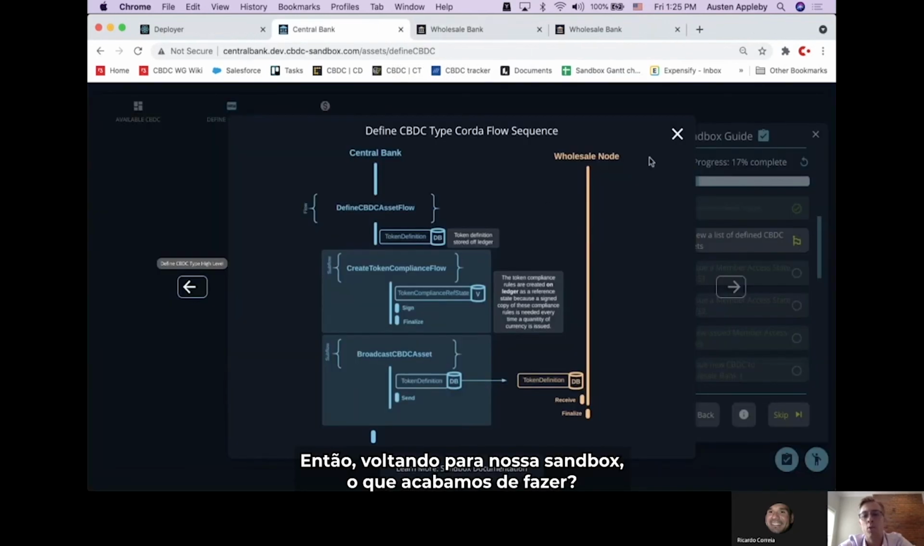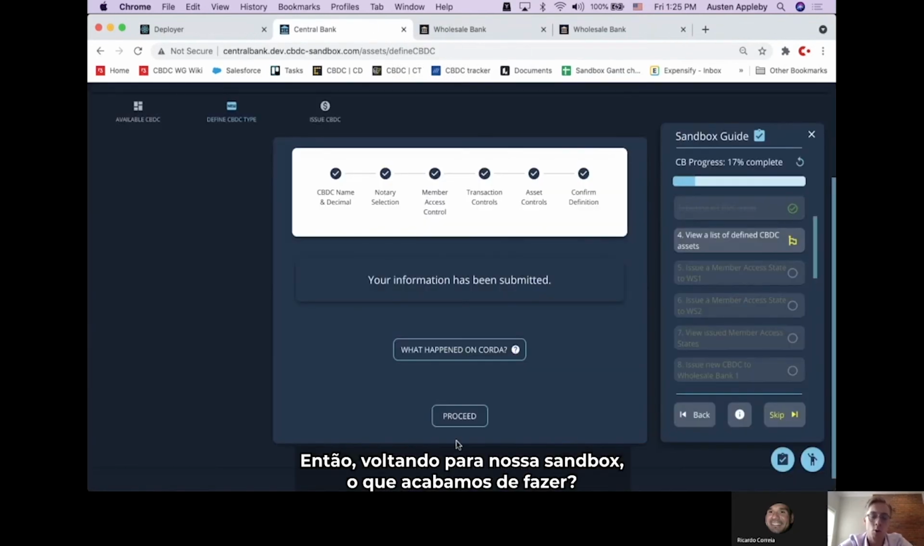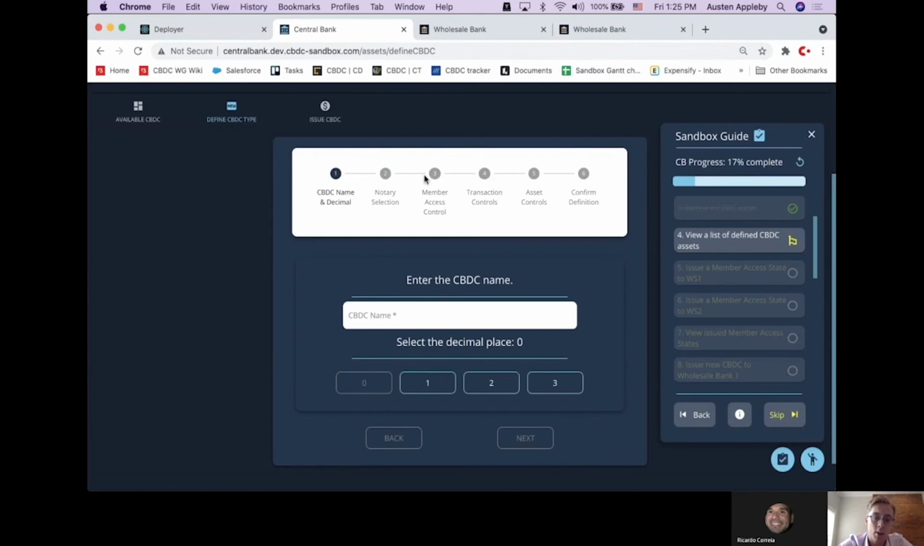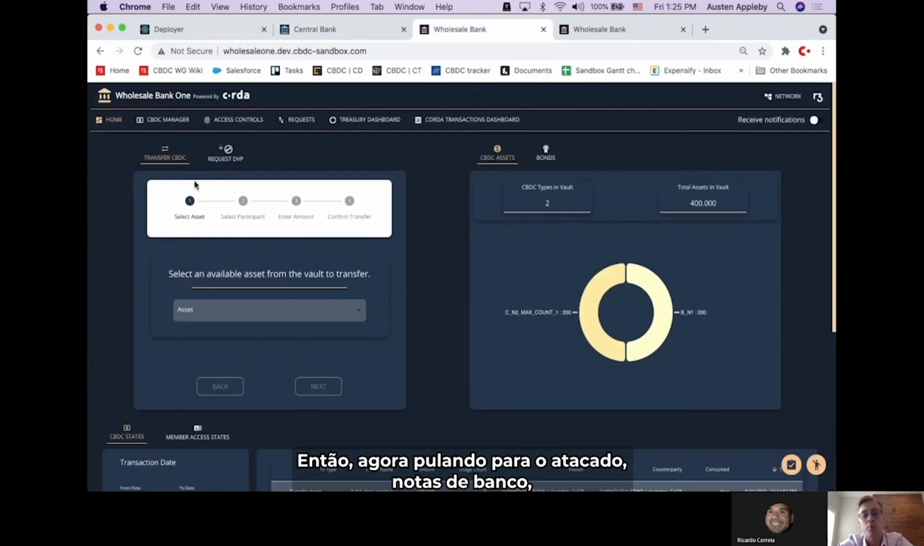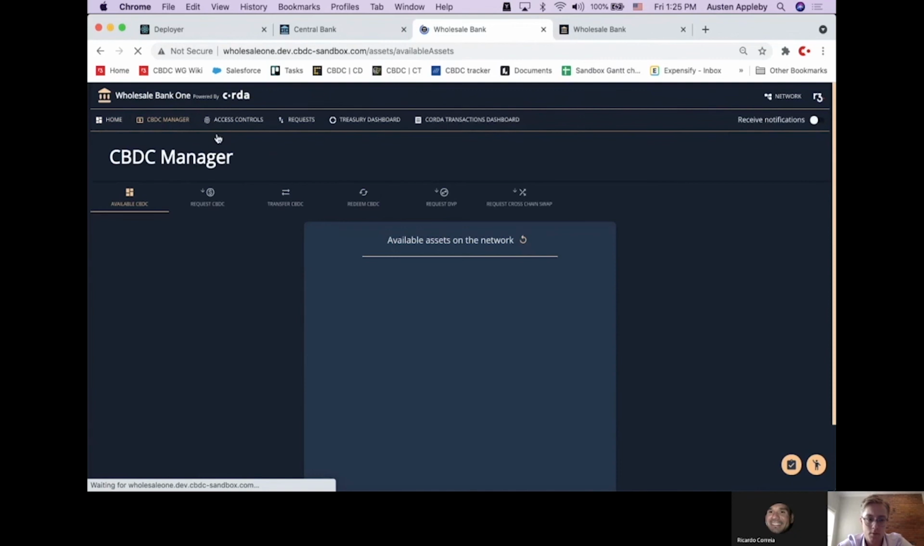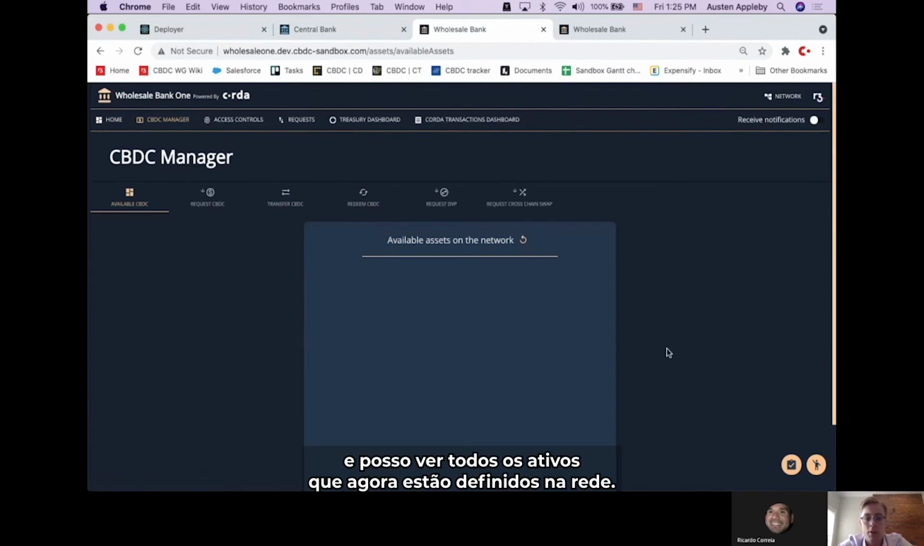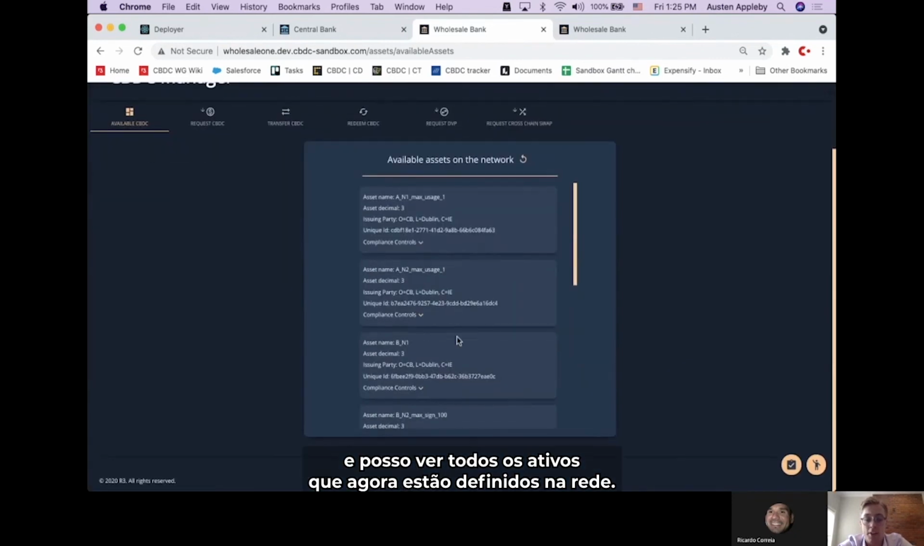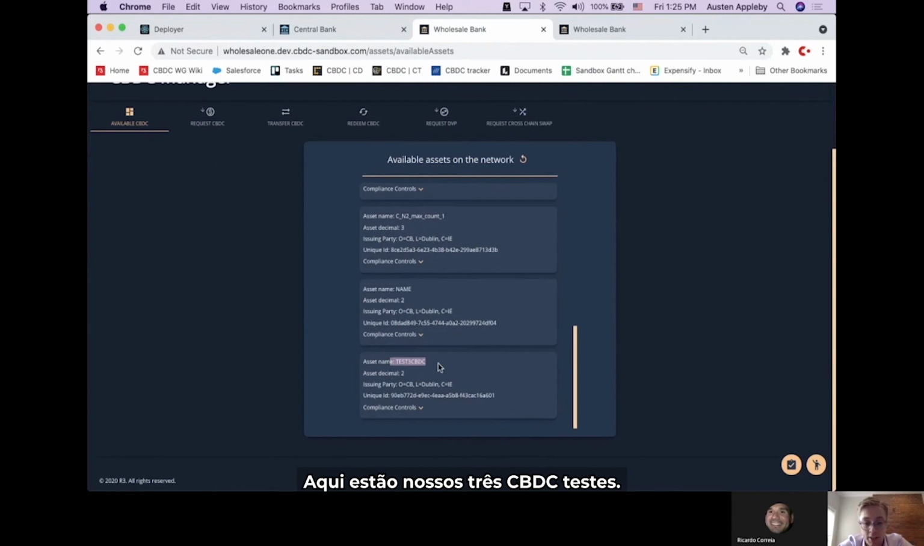So going back into our sandbox, what have we just done? Well, we've defined an asset and we've basically projected it to the network. So now jumping to the wholesale bank node, I can go to my CBDC manager and I'll be able to see all the assets that are now defined on the network. Here's our test 3 CBDC.